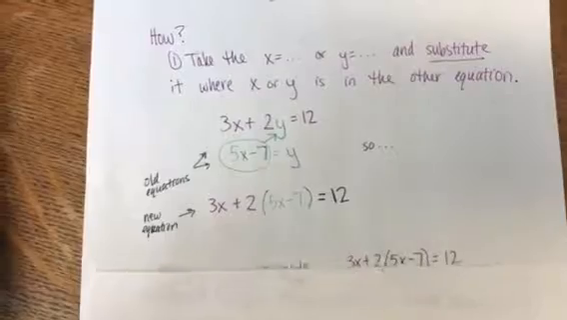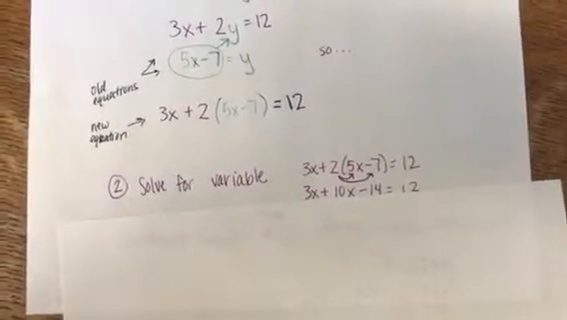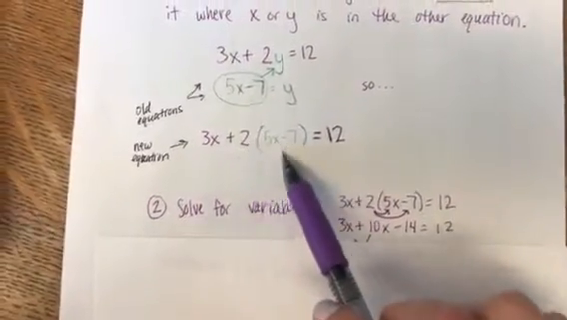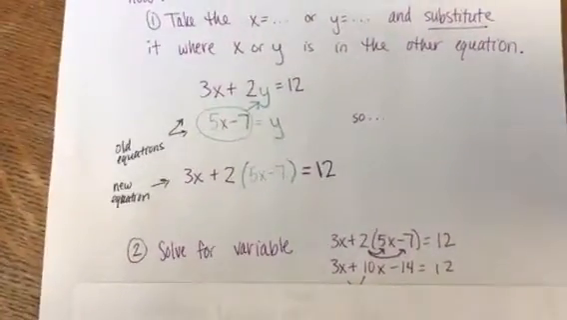So how do you solve that? First, you would solve for the variable. In this case, we're solving for x. We don't have a y anymore, if you notice. We got rid of it. So we're going to walk through how to solve for x.